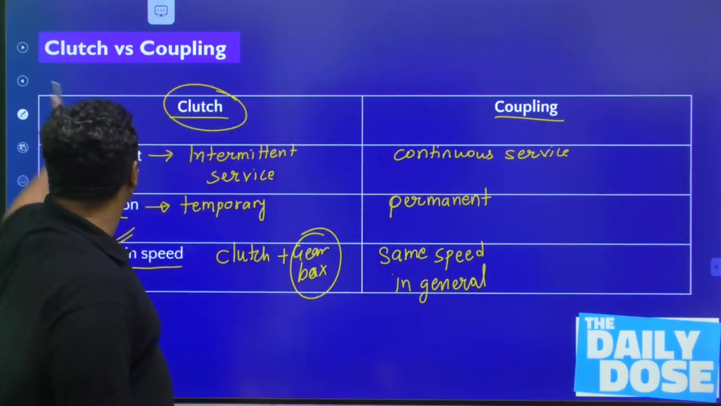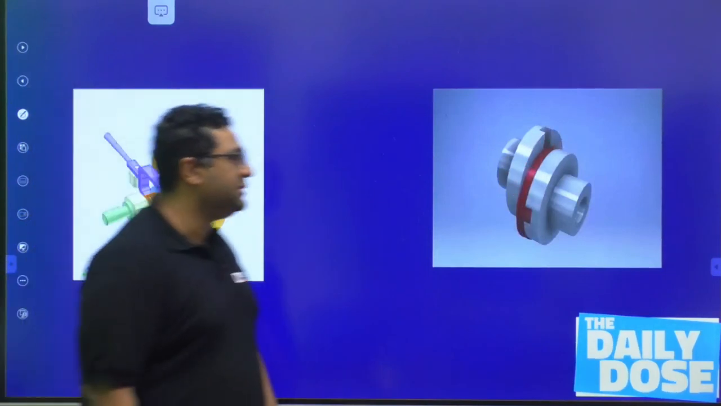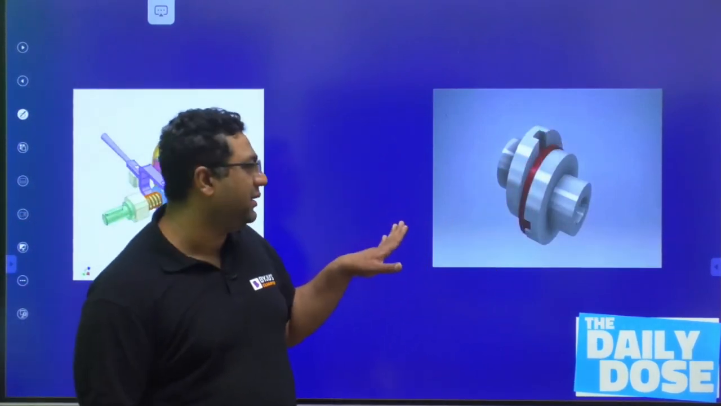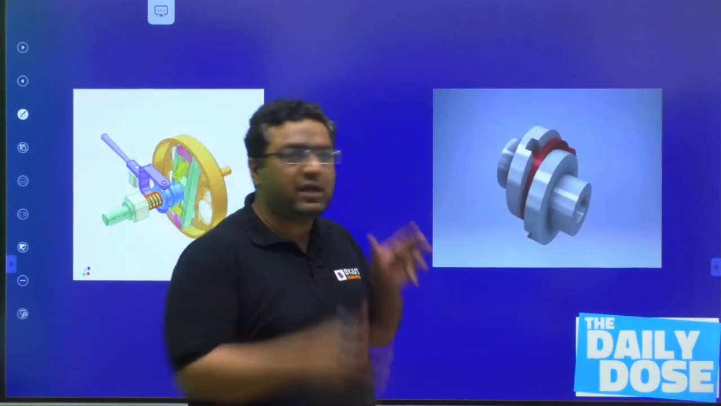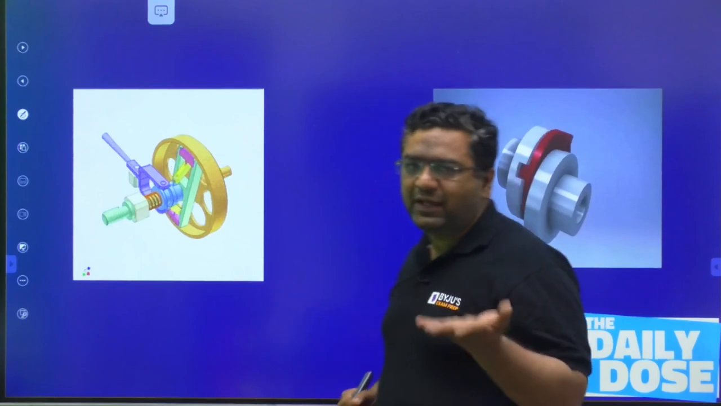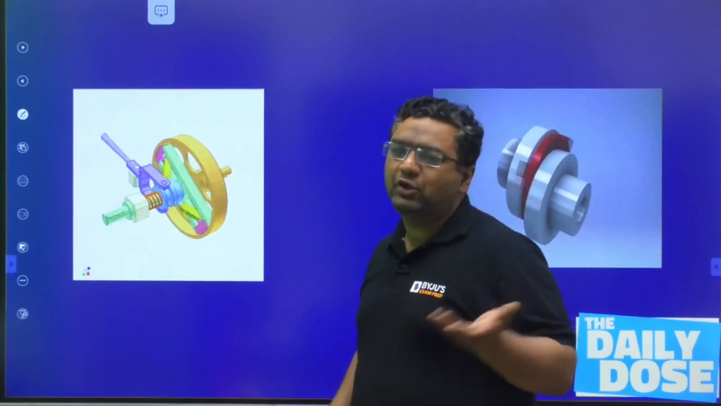Then my dear, I will show you the animation of both the cases. This is an example of Oldham coupling. You can see it is a permanent connection, like driver and driven are holding the coupling. So this is one of the examples. There are many others, like flange coupling and universal joint.